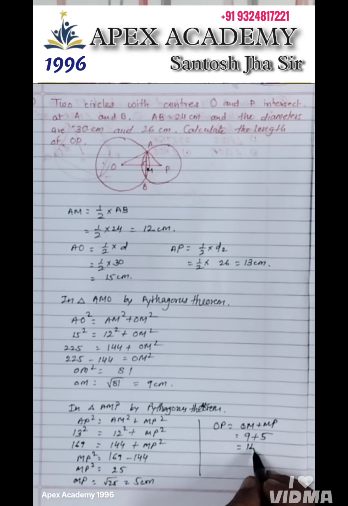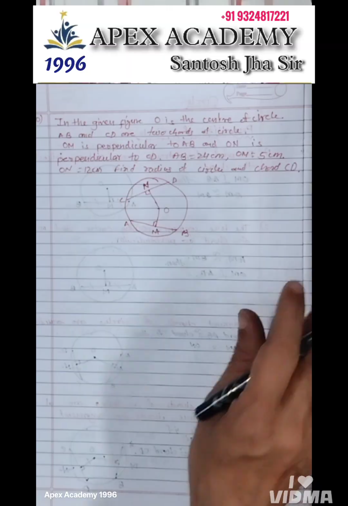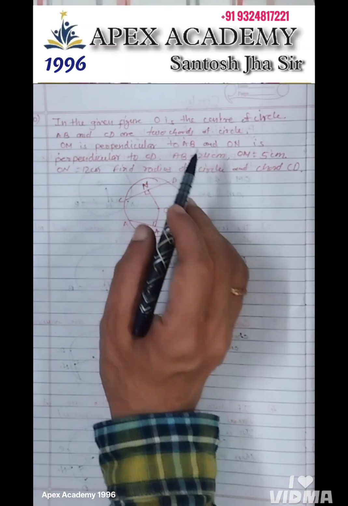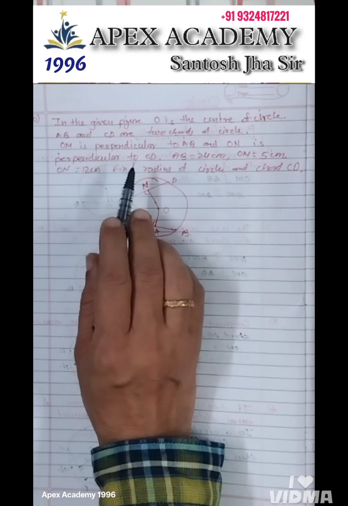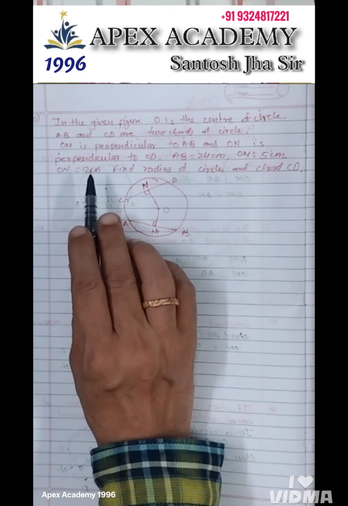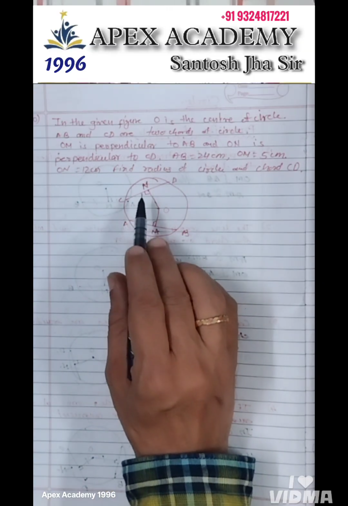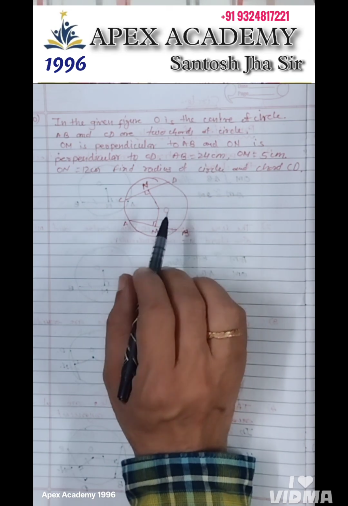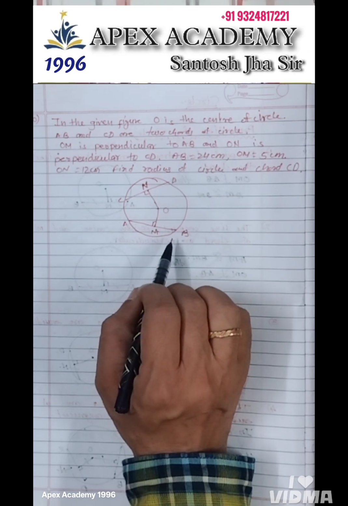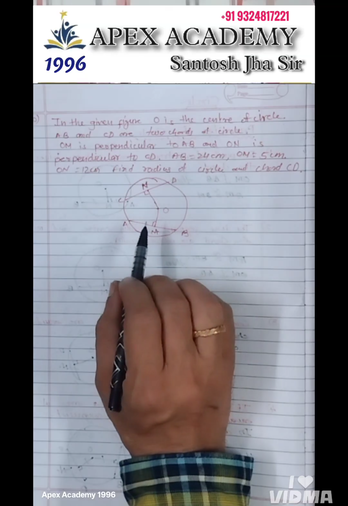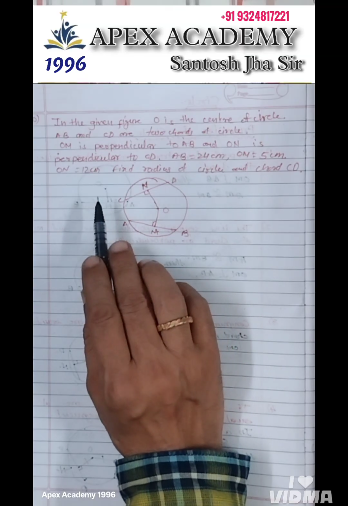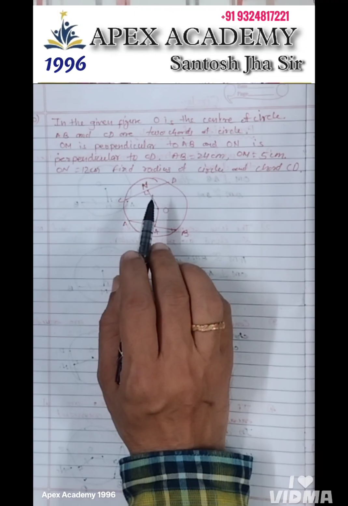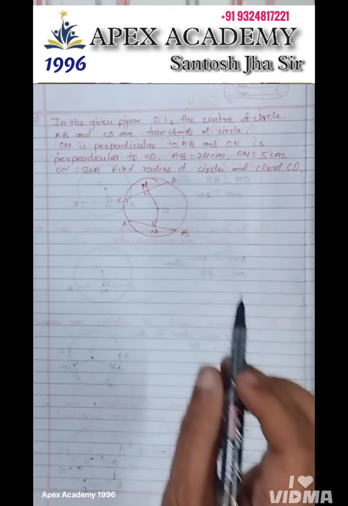So final answer is 14 centimeter. Now see in this sum, it is given that O is the center of the circle, AB and CD are two chords of the circle, OM is perpendicular to AB and ON is perpendicular to CD. Chord AB is given 24 centimeter, OM is given 5 centimeter, ON is given 12 centimeter, and we have to find the radius of the circle and chord CD.